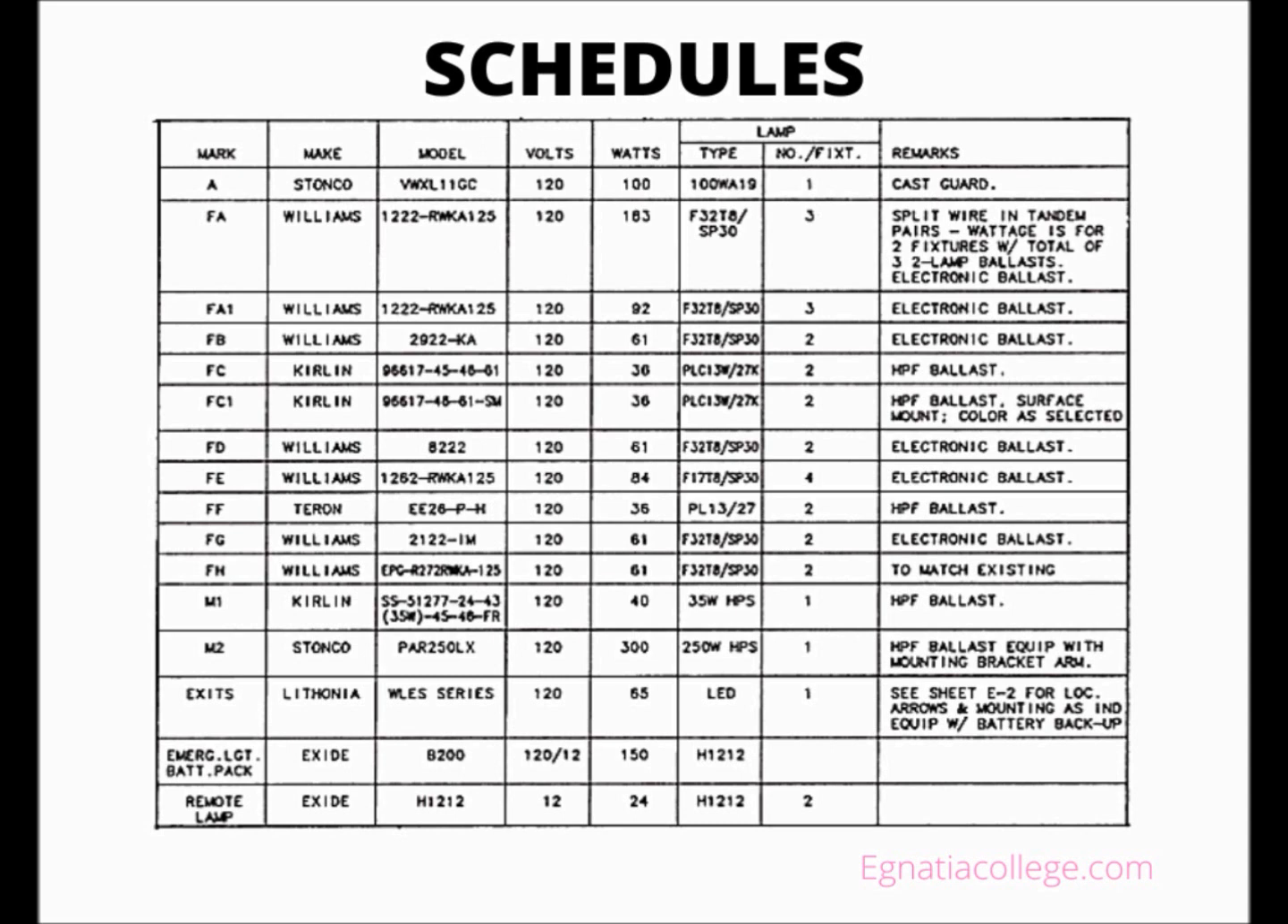On the lighting and power plans, we saw that each device is connected to a branch circuit identified by a panel number label and circuit number. Those numbers correspond with the numbers on the panel schedule.